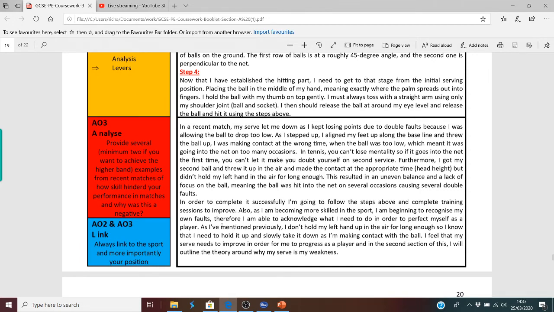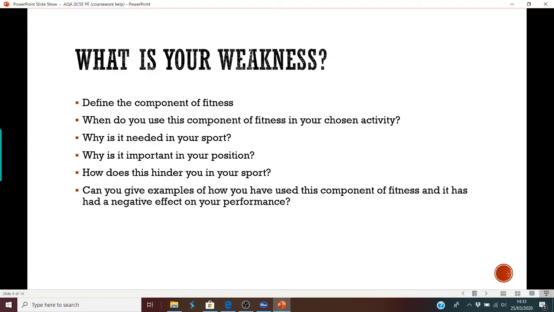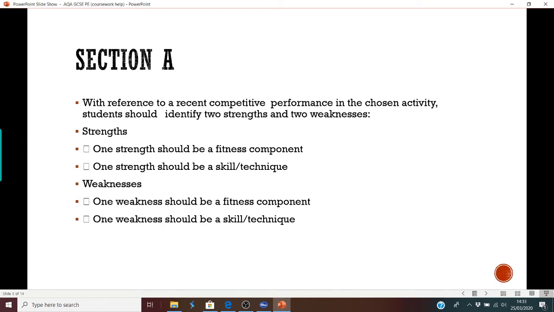So in the document we've already discussed the fact that we've got to go through all these points. So we've got to say that we've got one strength, which is a fitness component. We've got one weakness, which is also a fitness component. One skill strength and one skill weakness. And then once you've done all that, that's your section A finished. Okay, so all you're doing in section A is analysing your own performance. Okay, nothing more, nothing less.